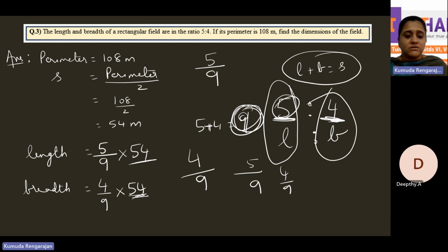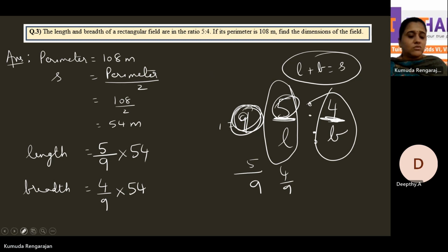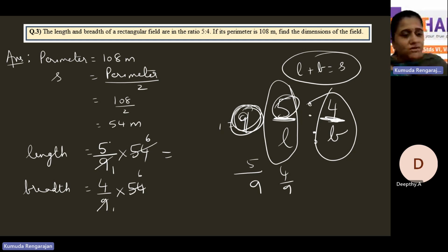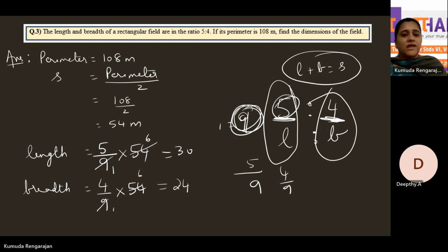Okay, so now simplify this. How do you simplify? You take one number from the numerator, one number from the denominator. So we'll take 54 from the numerator and 9 from the denominator. 9 ones are 9, 9 sixes are 54. Now multiply the numbers in the numerator: 5 sixes are 30, and in the denominator 1, so that's 30. And here 6 fours are 24. So length is equal to 30 meters, and breadth is equal to 24 meters.